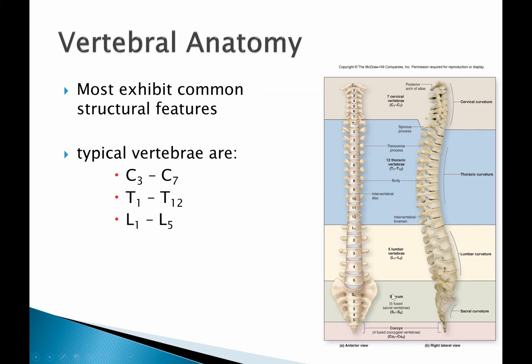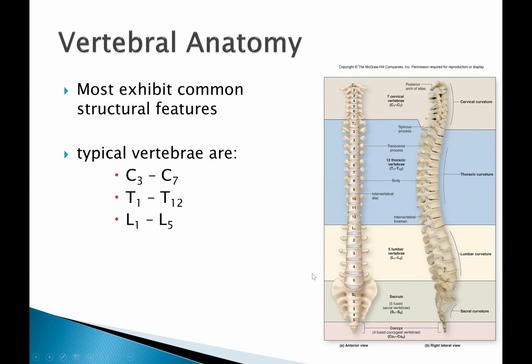Sacrum is S1 through S5. Even though there's one sacrum, it's actually a fusion of 5 bones. And then the coccyx is a fusion of 4 bones, and you don't want to get confused with cervical, so coccyx is CO1 to CO4. Okay, so that's how you name those bones. Pretty easy.